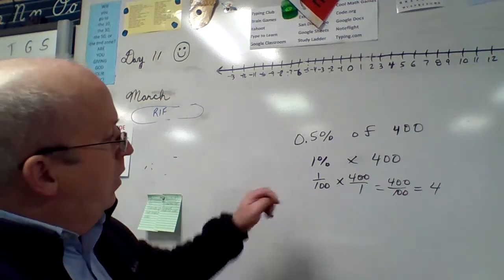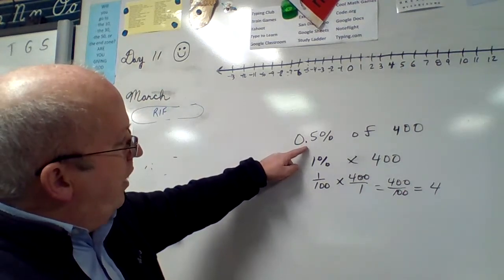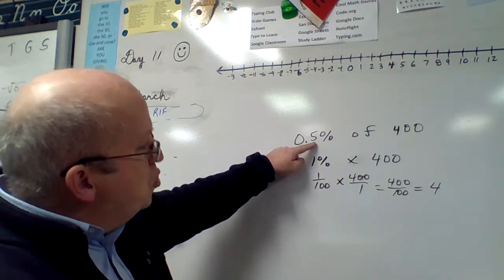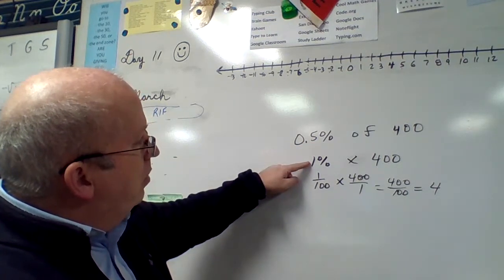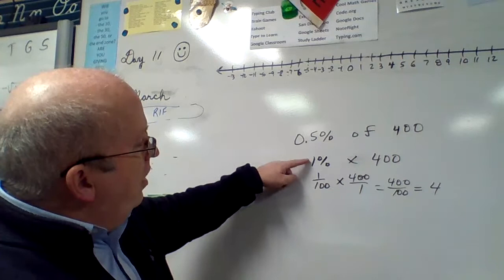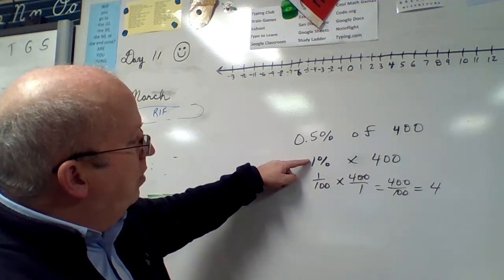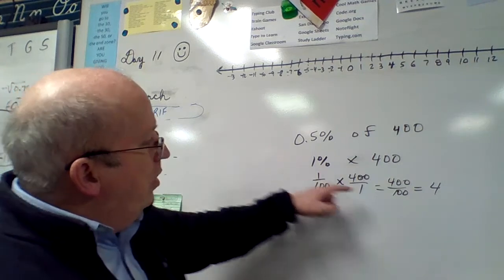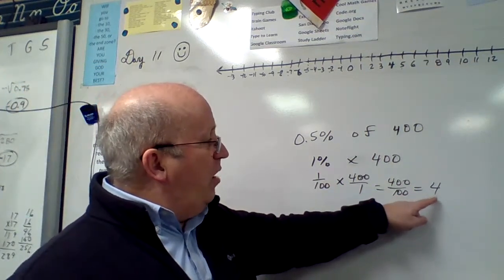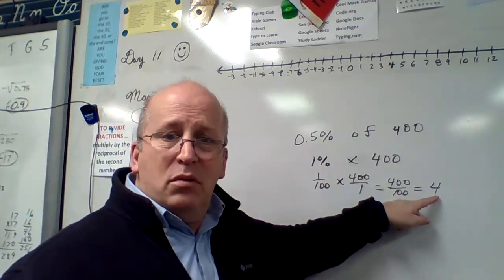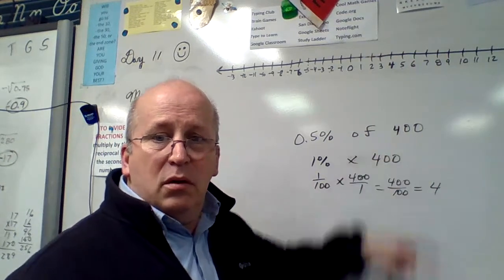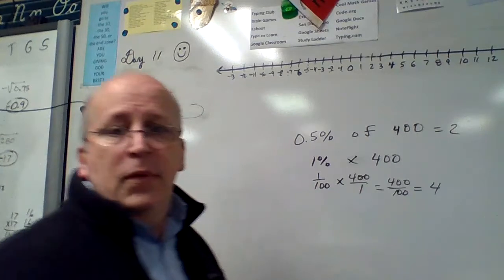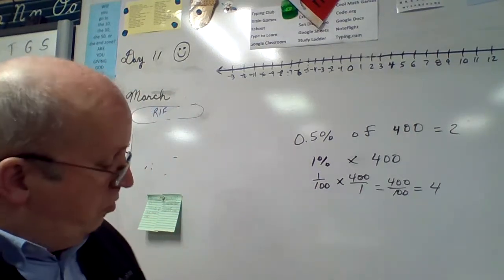Now, this percent, 0.5%, I would have to multiply it by 2 to get to 1%, right? So, in other words, it's half of the 1%. So, if I can figure out what half of this number is, I got my answer up here. And in this case, half of 4 is 2, isn't it? So that's similar to problem 2.